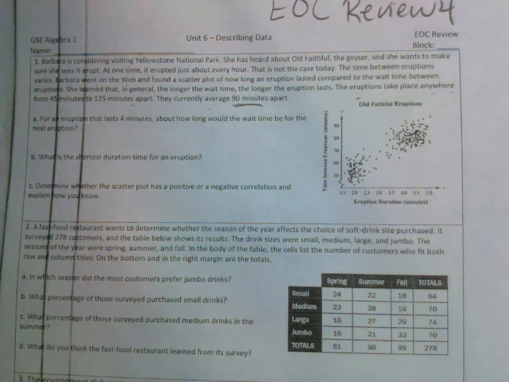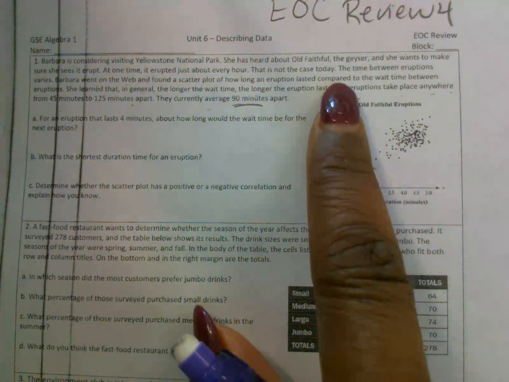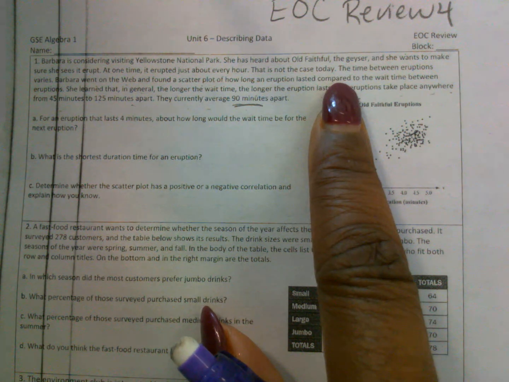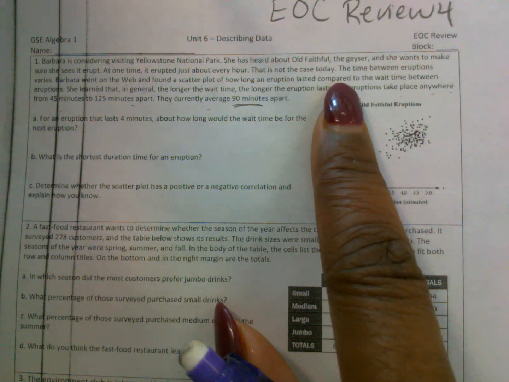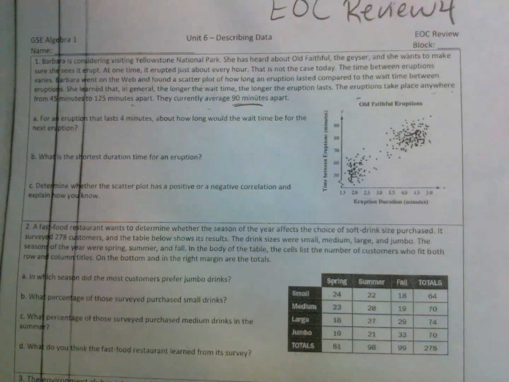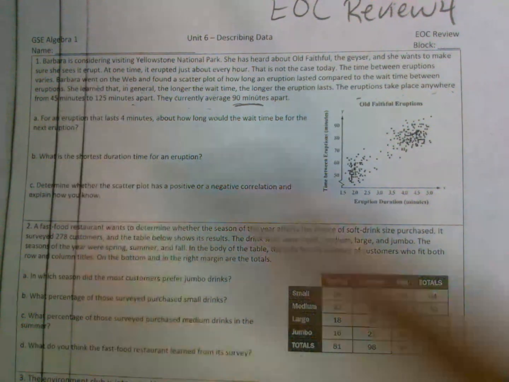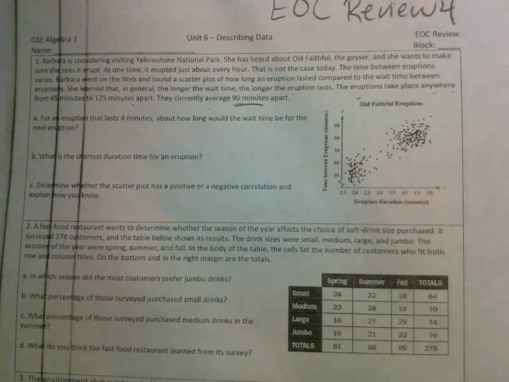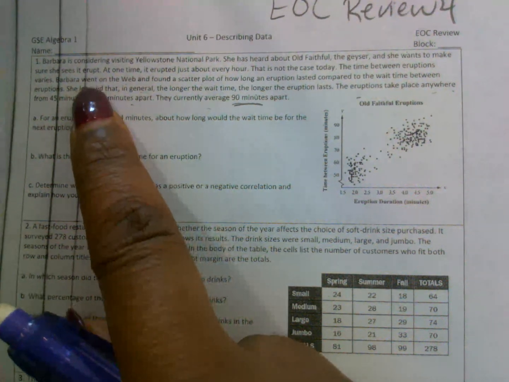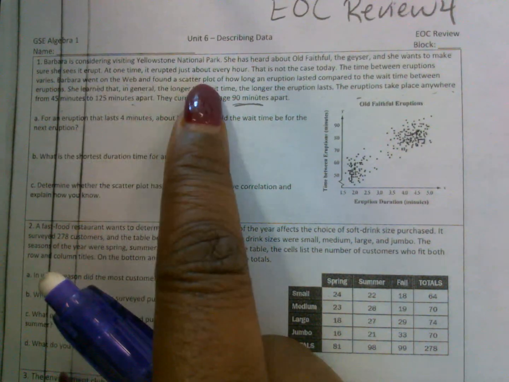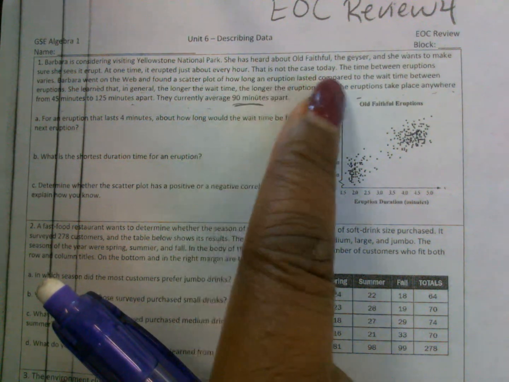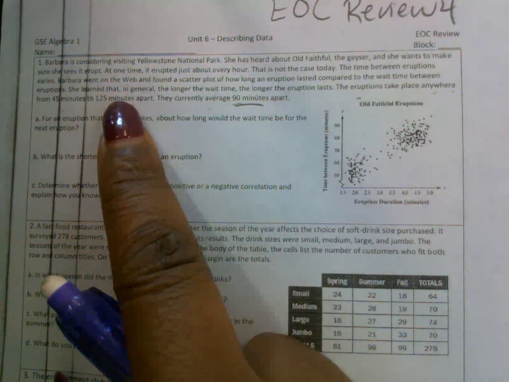The first one is saying that Barbara is considering a virtual Yellowstone National Park trip, and she heard about an Old Faithful geyser and wants to make sure that she sees it erupt. It says at one time it erupted just about every hour, and that is not the case today. The time between eruptions varied, which is why it's a scatter plot. It's not a perfect straight line. Barbara went to the web and found a scatter plot on how long the eruption lasted compared to the wait time between eruptions.